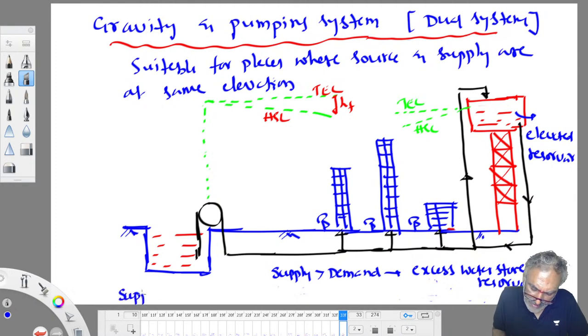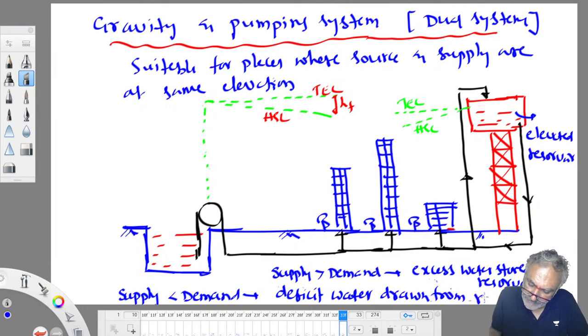If the reservoir is not there, it is not possible to match the demand. So whenever supply is less than demand, then the deficit water is drawn from the reservoir and supplied to the public. So that is how the reservoir helps us. Supply is made by direct pumping, and supply is also made from the reservoir. The reservoir is not continuously operated. As and when necessity arises, we draw water from the reservoir and supply. Whenever excess water remains here, we take it to the reservoir and store it there. So the reservoir is meant for meeting the demand, and we match our supply with the demand with the help of the reservoir.